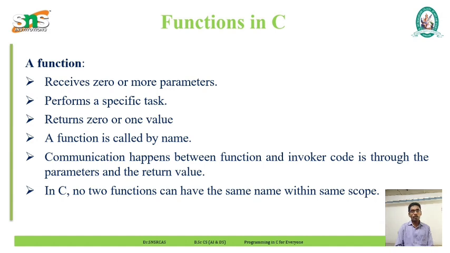A function is invoked, or called, by its name and parameters. The communication happens between the function and the invoker code, where the invoker is nothing but the calling function code, through the parameters and the return value. In C, no two functions can have the same name within the same scope. If two functions have the same name, they must be in different scopes.